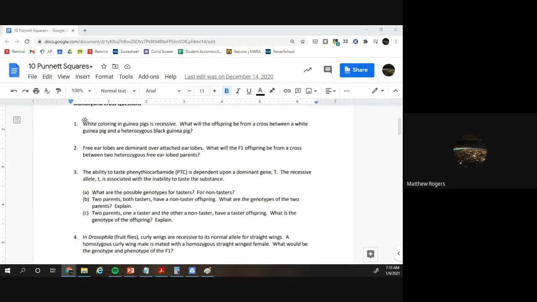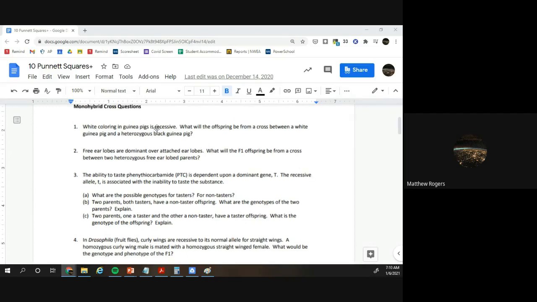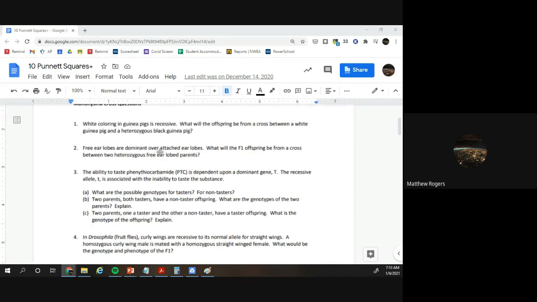So number one, white coloring in guinea pigs is recessive. What will the offspring be from a cross between a white guinea pig and a heterozygous black guinea pig? Taking a look here, these are just simple monohybrid crosses. So it's the old traditional rules of dominant wins over recessive. If you have one of the dominant alleles, it's going to be the dominant trait. In this case, for number one, we have a heterozygous black guinea pig. That's the key to this sentence.